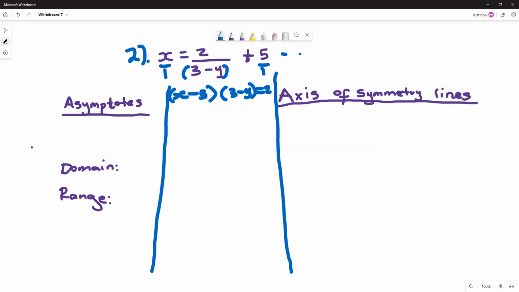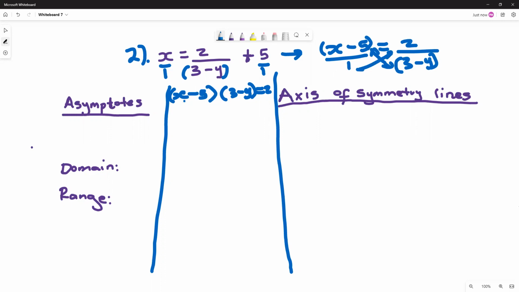Let me explain what I did here. I firstly moved the 5 that side, so I'm going to have x minus 5 equals to 2 over 3 minus y, right? But this is over 1, and then we do cross multiplication here. So this will multiply with that, and then 2 times 1 is still 2. Then we have this. Do you see?